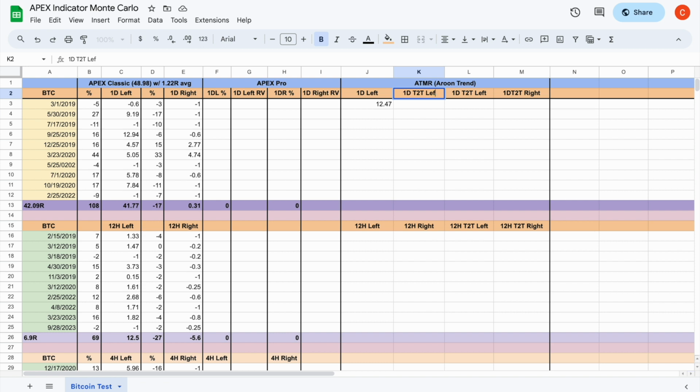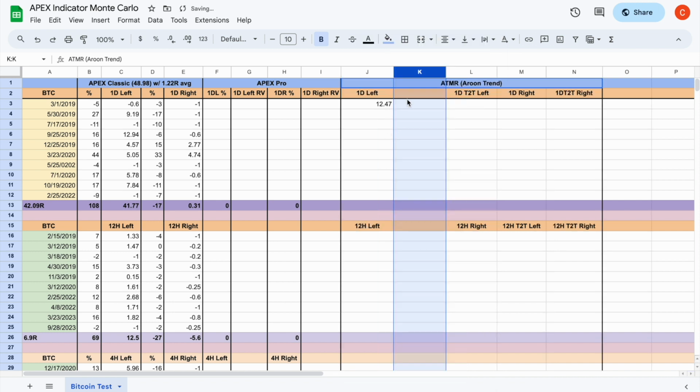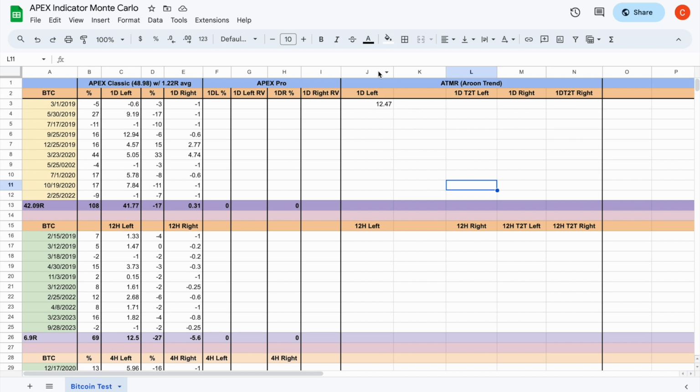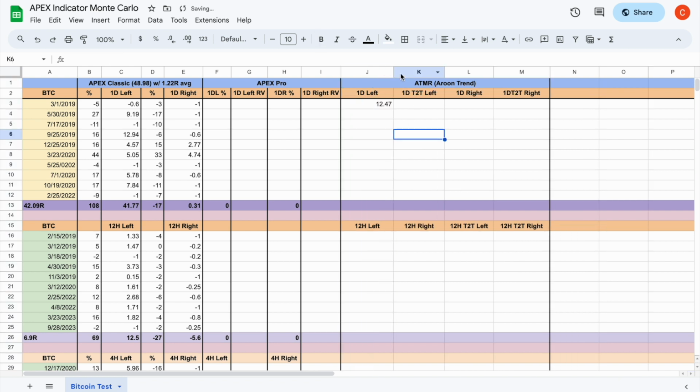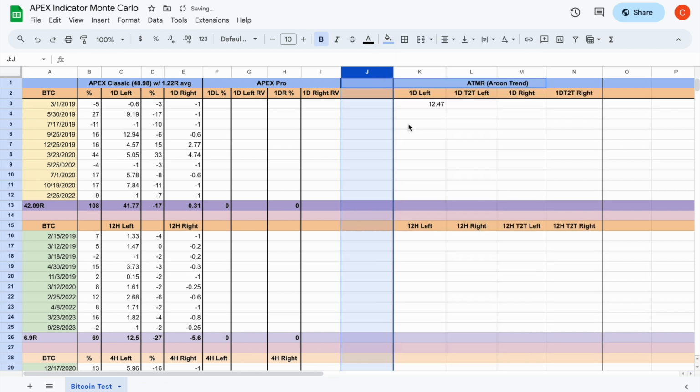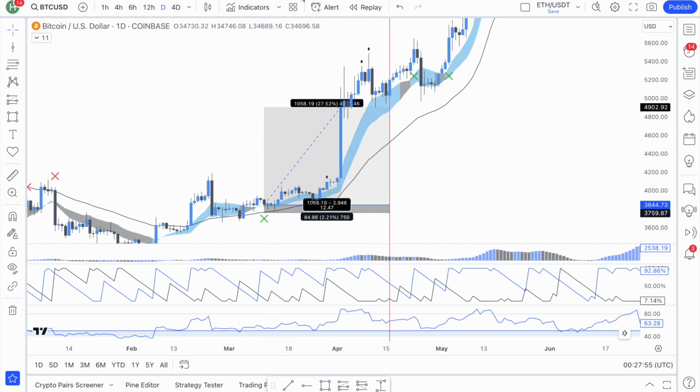Everything is recorded, and then 1D right. All right, so I'm also going to take the 1D left take profit target. I totally forgot too that I need to add a percentage. That should go over, right? What are we doing here? To the left. There we go. All right. So this is going to be longer than I expected. So 1D left percentage is going to be 27%.